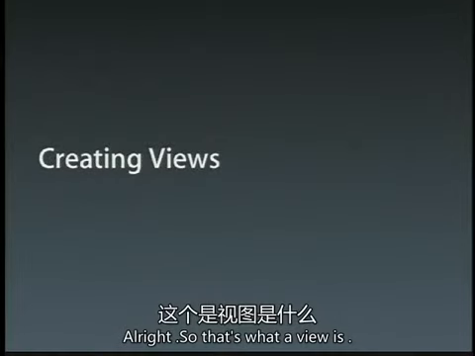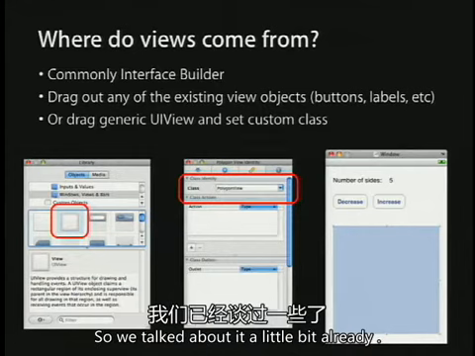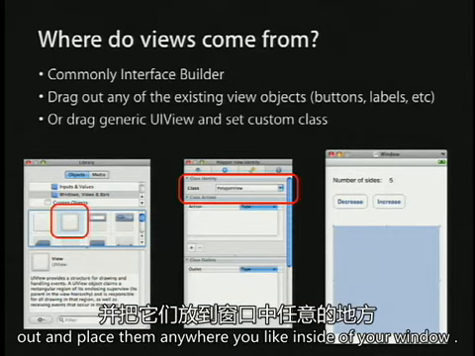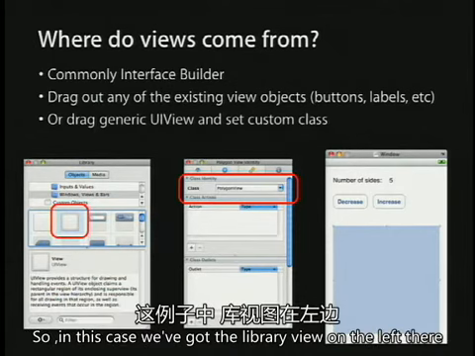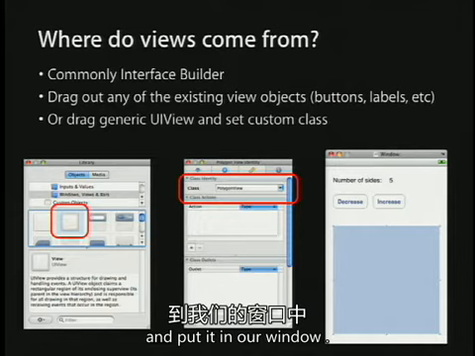All right, so that's what a view is. That's how you position it. So how are we going to create them? We talked about it a little bit already. In Interface Builder, you can just very easily drag your views out and place them anywhere you like inside of your window. So in this case, we've got the library view on the left there, and we've found just a plain basic view. We've dragged it out and put it in our window.